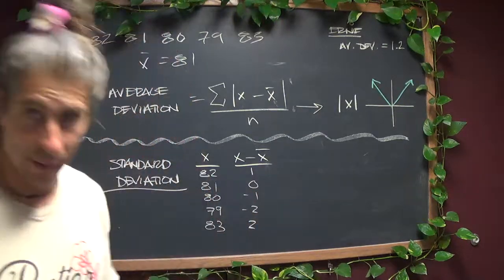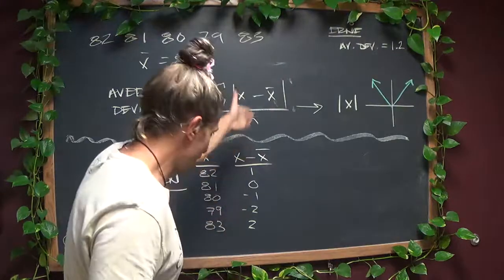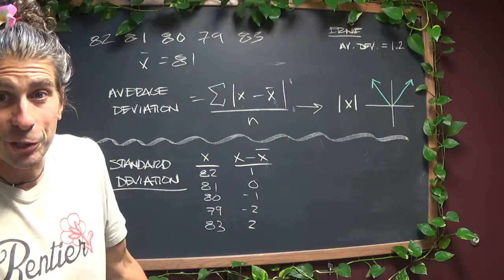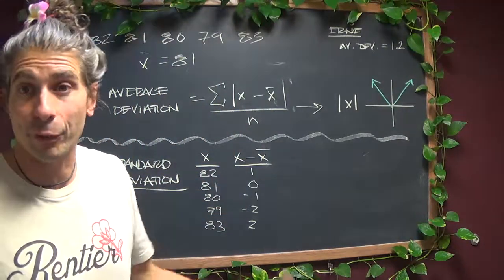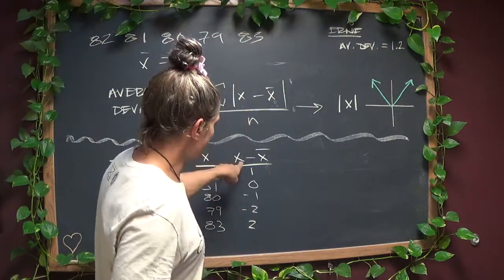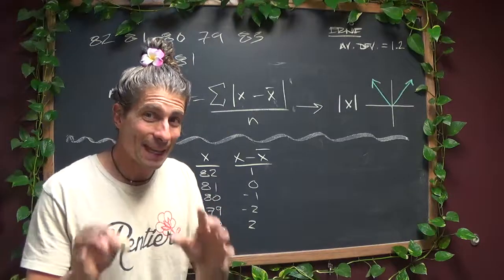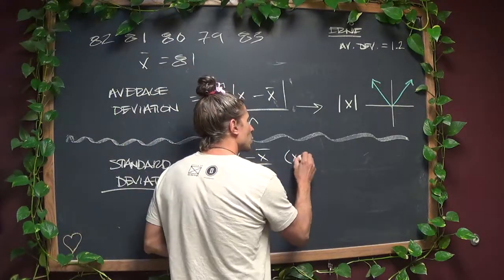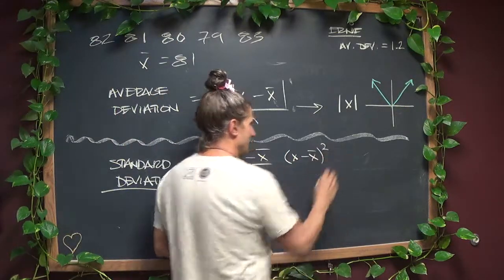So right here, same problem exists. If we were to try to average these positions, it averages to 0. And it doesn't matter what data set you have, they're always going to average to 0. Okay, so far so good. Average deviation took the absolute value of these numbers. Standard deviation doesn't. Standard deviation squares these.